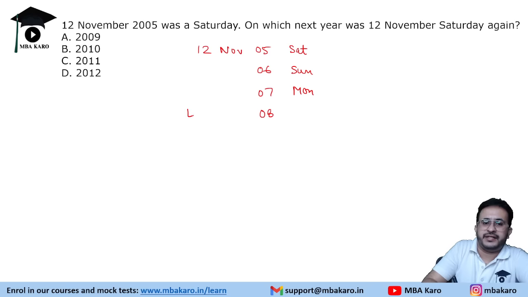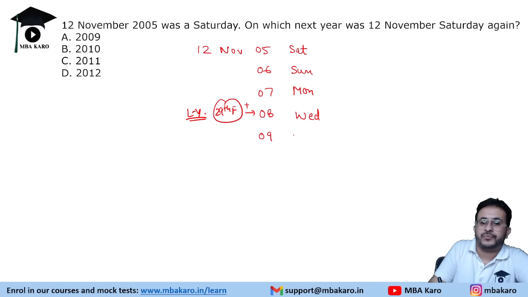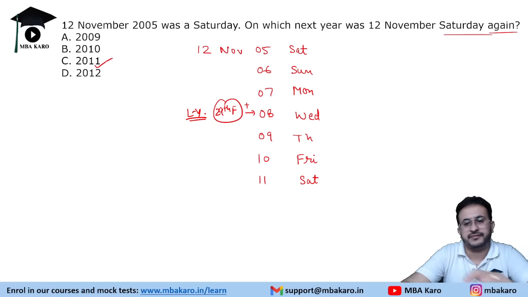2008, leap year day falls here, like 29 Feb will come in between. So that will increase by 2. That means in 2008, it was on Wednesday. 2009, it will be Thursday. 2010, it will be Friday. And 2011, it will be Saturday. Okay, so it will be Saturday again in 2011.